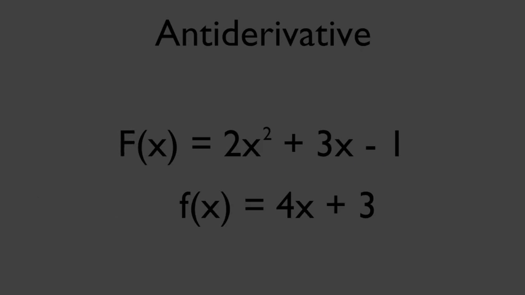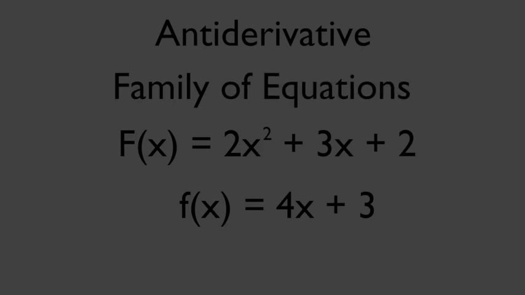An important thing to remember is that the derivative of a constant is always 0. So if instead of having a negative 1, we had, for example, a positive 2, it would still be a valid antiderivative for the 4x plus 3 equation. So every time we have an antiderivative, we actually make a family of equations instead of just a single equation. And we symbolize that by adding plus c to every antiderivative we compute.